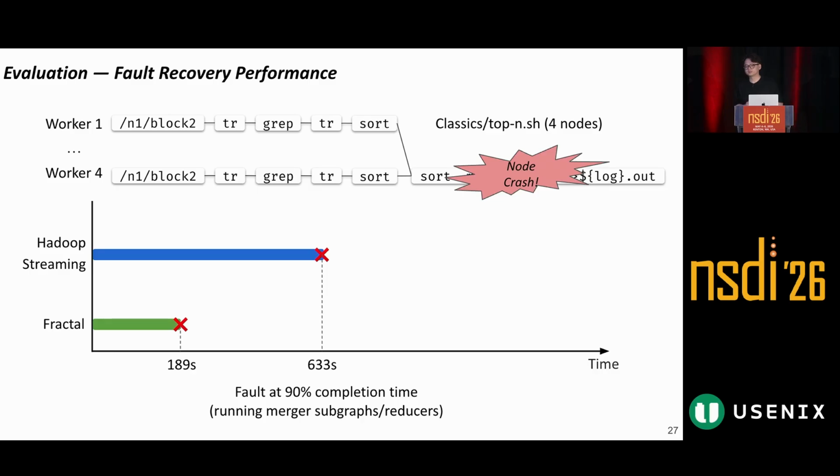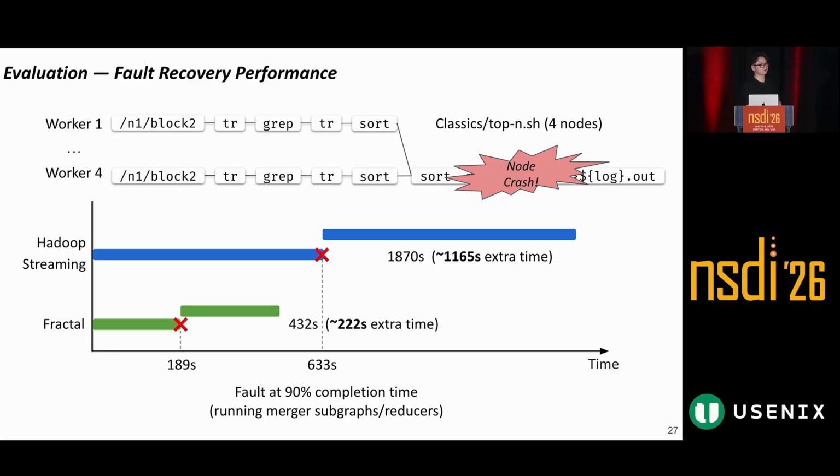We also inject faults at 90% completion when both systems are close to completion, executing either the merger subgraphs or the reducers. In this case, Hadoop streaming takes more than 1,000 seconds to recover, and Fractal takes more than 220 seconds. It is important to note that both systems take longer than a full re-execution in this case, but this represents the worst-case scenario because both systems require re-executing more computation to regenerate the missing input for the merger subgraphs or the reducer.